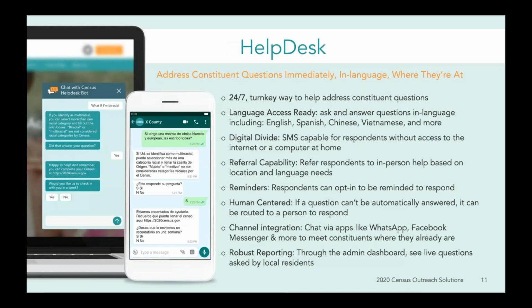So it is available in multiple languages because we understand the diverse needs of many of your constituents in your counties. And it's available both via web, or for those folks that do not have access to internet or a computer, it's available on SMS, which 98% of folks in the United States use almost daily to communicate. So it's very friendly for people who are affected by the digital divide. And then if people are not able to get a satisfactory answer, this gets routed to in-person help, personal help.